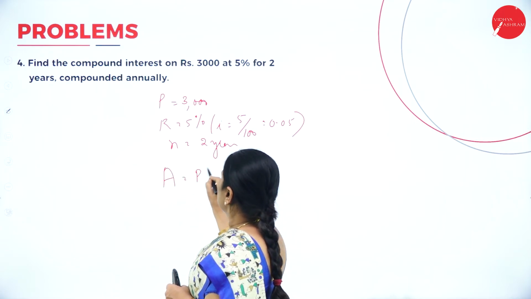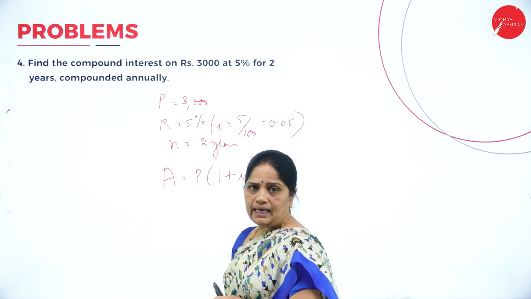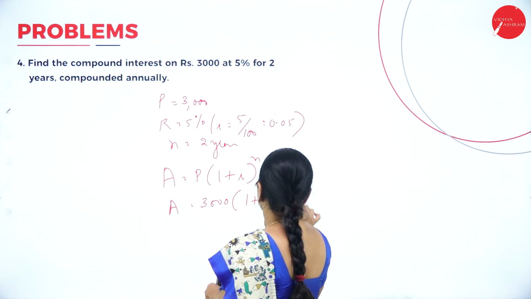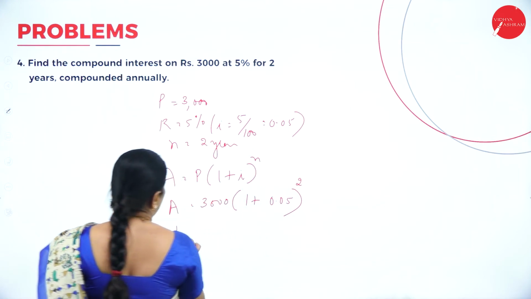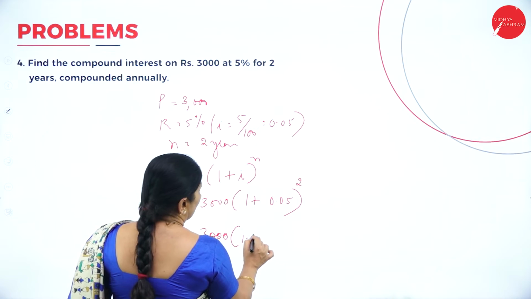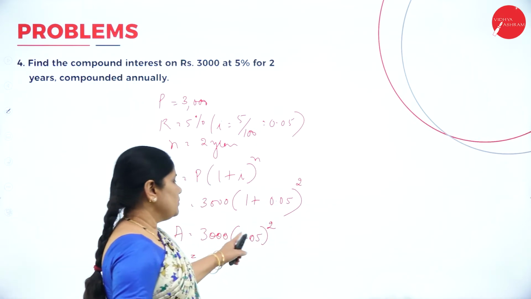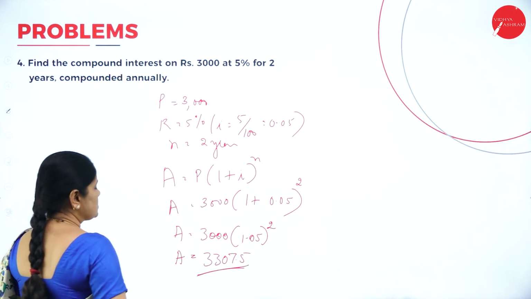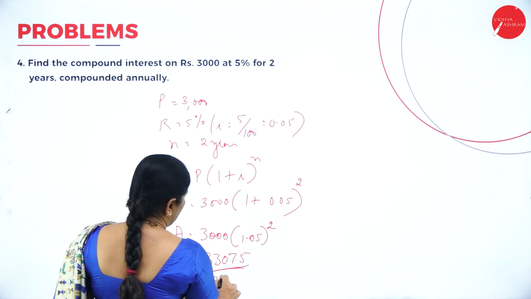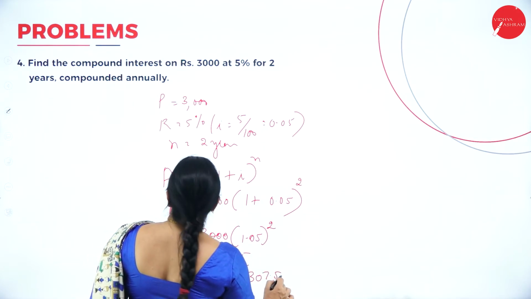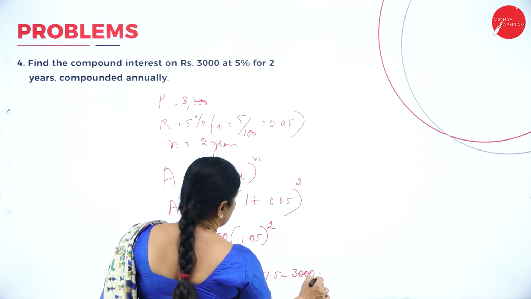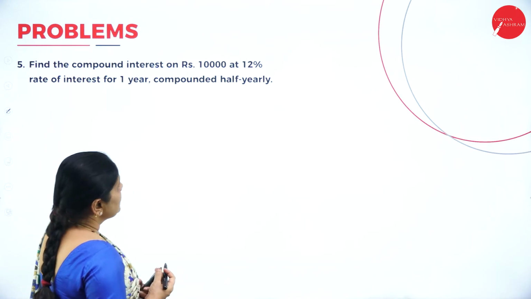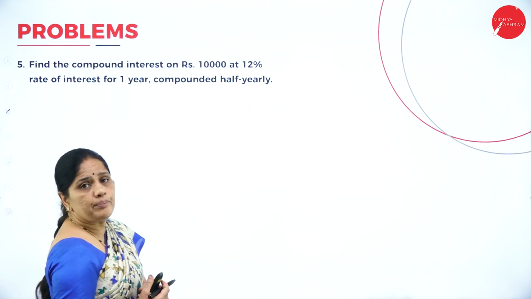Now, A equals P into 1 plus i to the power n. So A will be equal to 3000 into 1 plus 0.05 to the power 2. So A equals 3000 into 1.05 to the power 2. When you multiply these both, I get 3307.5. So amount equals 3307.5. Then compound interest will be 3307.5 minus 3000. So 307.5 is the answer.